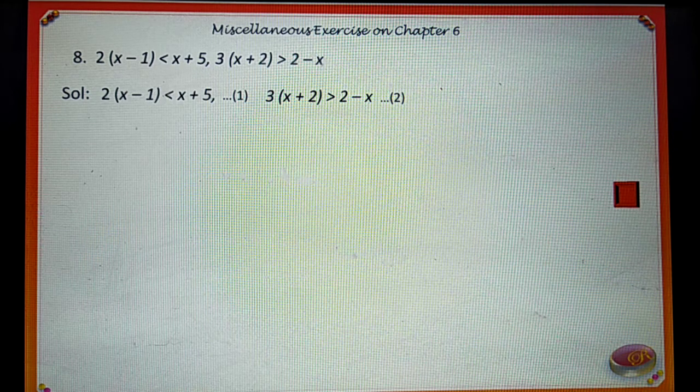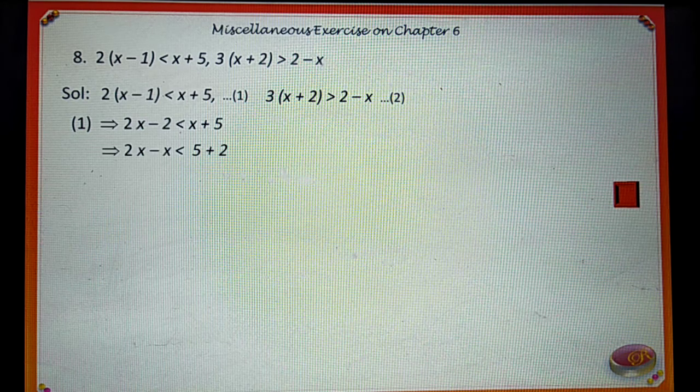1 implies 2x − 2 < x + 5, implies 2x − x < 5 + 2, implies x < 7.